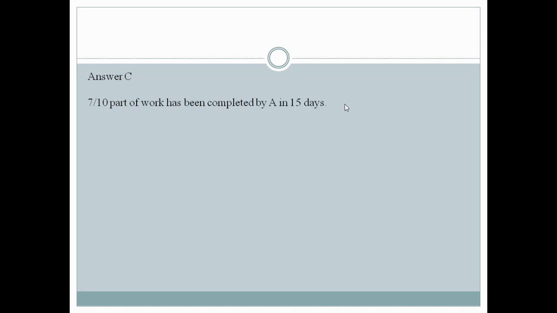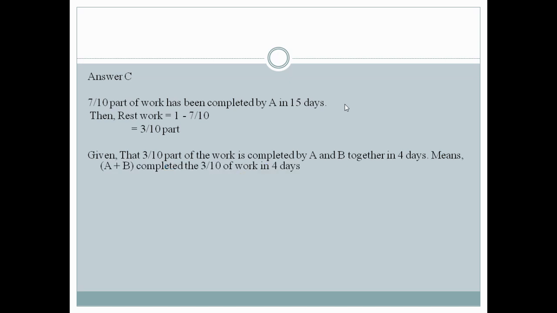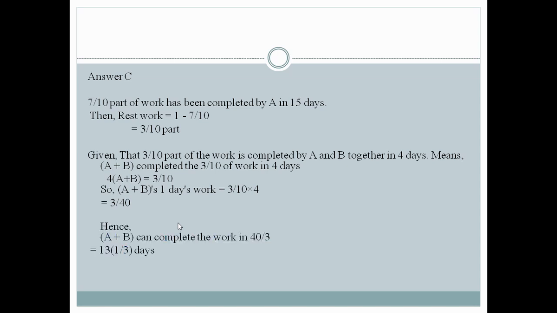So 7 by 10 part of the work has been completed by A in 15 days. Then the remaining work is 1 minus 7 by 10, that is equal to 3 by 10 part. 3 by 10 part of the work is the remaining work which has been completed by A and B in 4 days. That is, A plus B completed 3 by 10 of the work in 4 days. So 4 into (A plus B) equal to 3 by 10. So A plus B is 1 day's work. That 4 days of A plus B's work is 3 by 10, which means 1 day's work of A plus B is 3 by 10 into 4, that is 3 by 40. Equal to 3 by 40, which means A and B together can complete the work in 40 by 3, equal to 13 and 1 by 3 days.